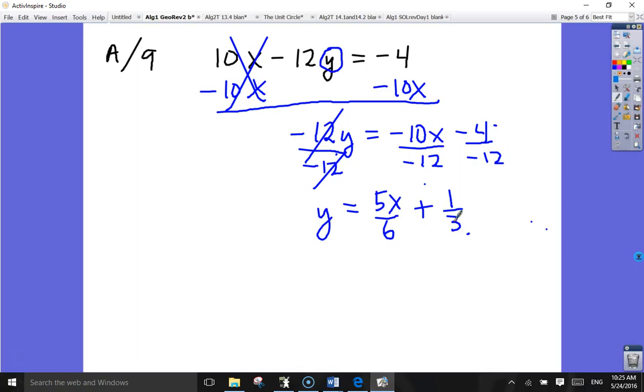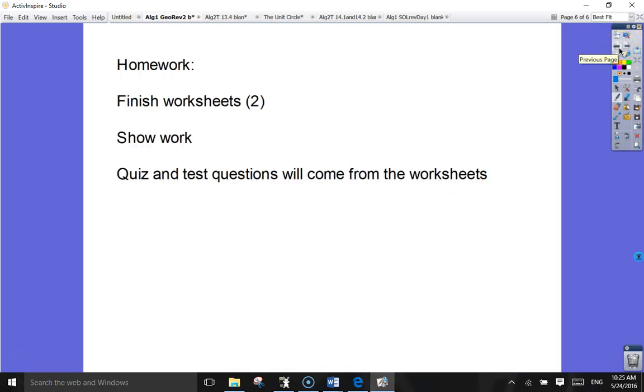So what's the slope? 5 over 6. What's the y-intercept? 1/3. There you go. So those are the only two examples. The homework is to finish those worksheets. Got to be working on them.